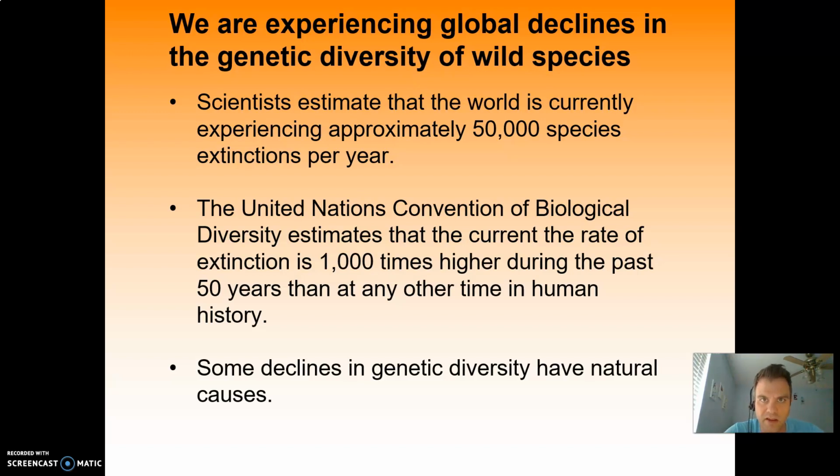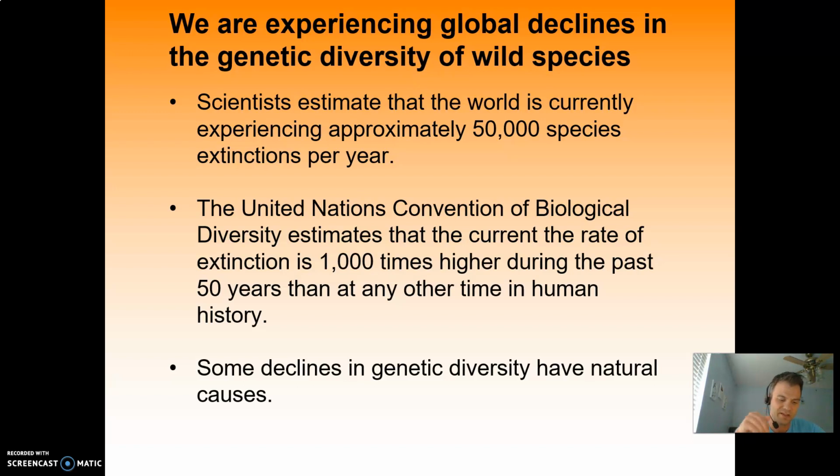So we're looking at global declines in the genetic diversity of wild species. We estimate that the world is currently experiencing approximately 50,000 species extinctions per year. This is plant, animal, bugs, anything you can think of qualifies as this. The United Nations Convention on Biological Diversity estimates that the current rate of extinction is about 1,000 times higher during the past 50 years than any other time in human history.